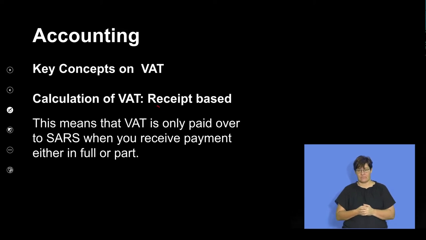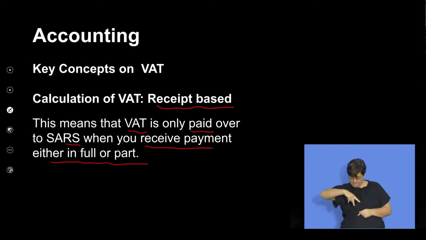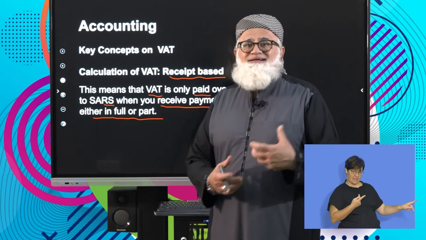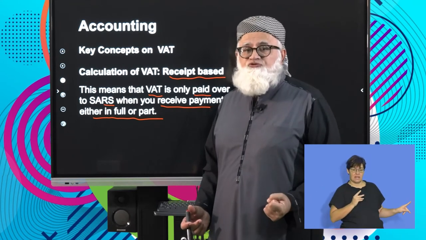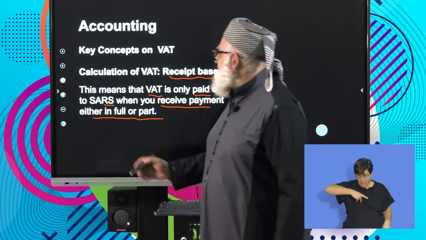If you look at your receipt-based transaction, it means that the VAT is only paid over to SARS when you receive payment, either in full or in part. So very obvious, a receipt basis means you only pay over the amount to SARS when you receive full or part payment of the funds.